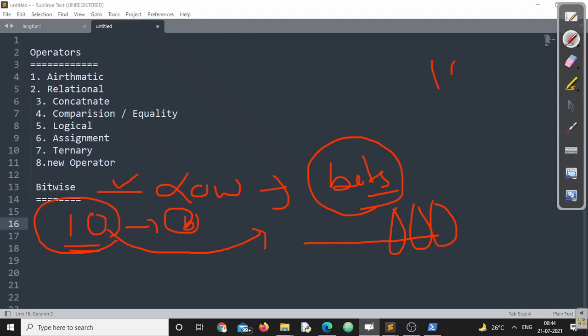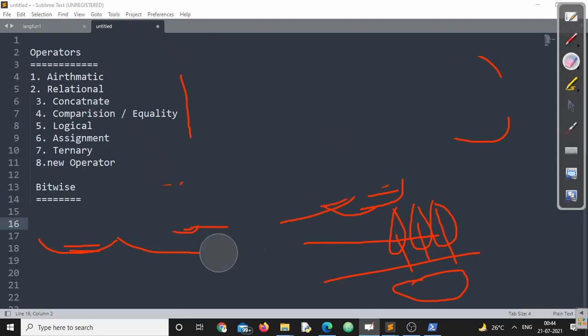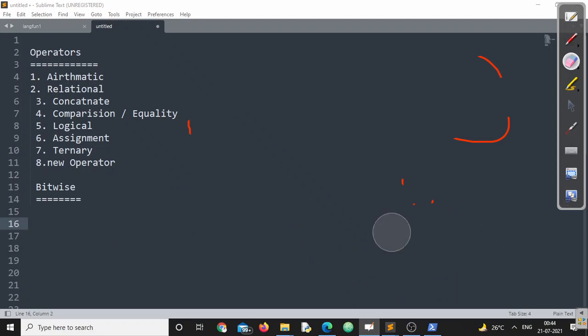Whenever we are going for 10 plus 20, we are just adding these two numbers. But in bitwise, individual bits will be operated on, and then the final result will come. Right? This is the difference between all these operators and the bitwise operator. That's why the bitwise operator is called a low level operator. I hope you got the concept of what exactly bitwise operators are.